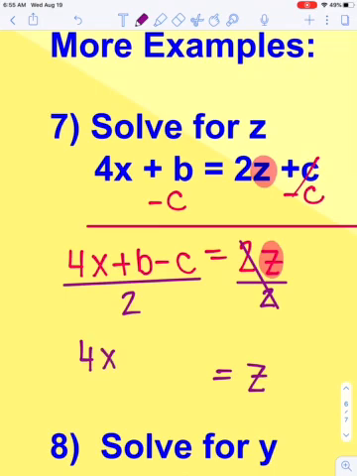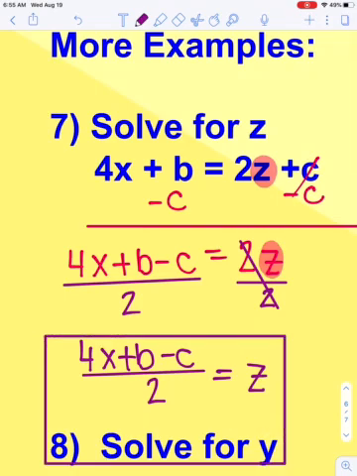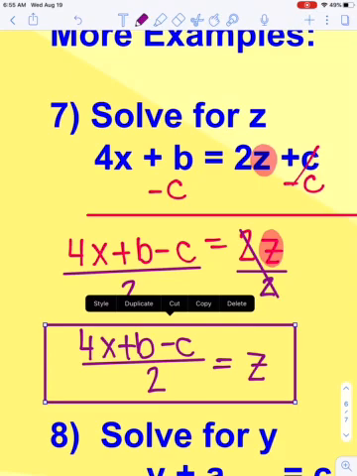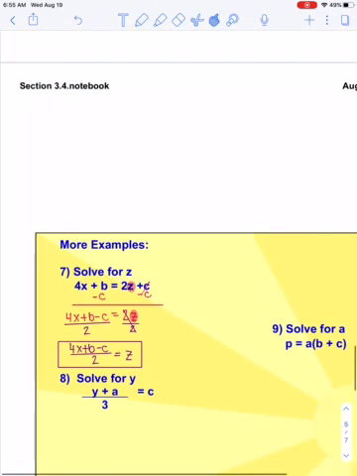My denominator is positive, so I don't have to worry about that. So that's just going to be my answer. I can't do anything else. Don't try to overcomplicate them. When you think you're done, you're probably done.